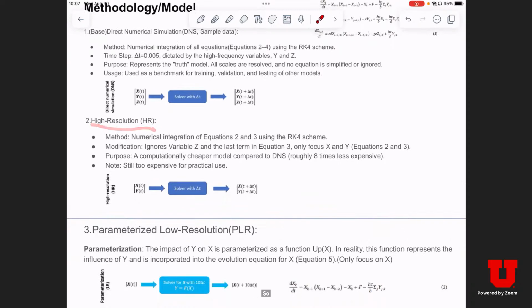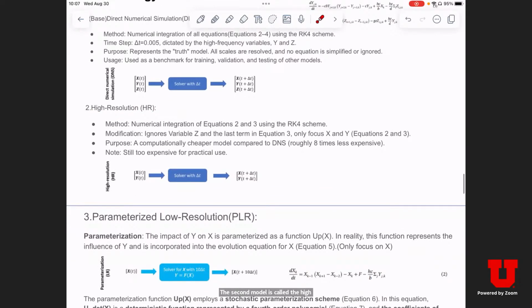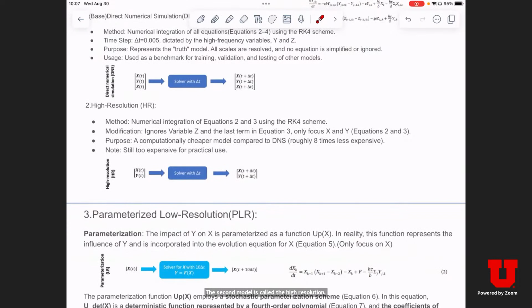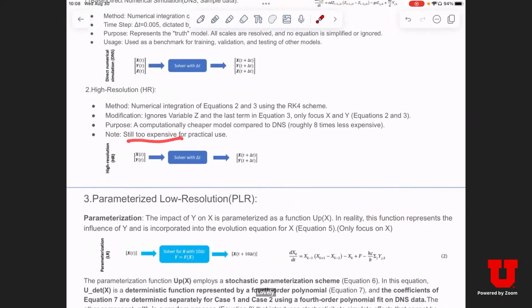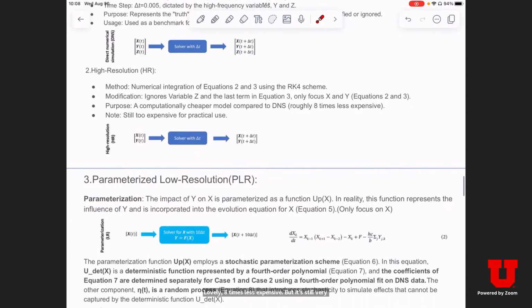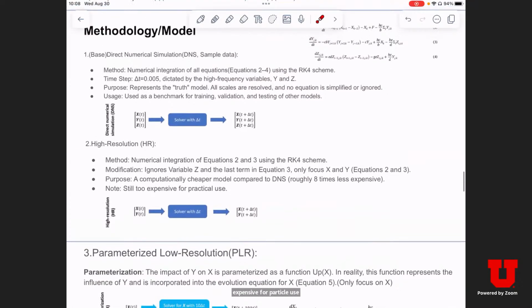The second model is called the high resolution model. In this method, they involve the variable z and the last term in equation 3. It only focuses on x and y. The purpose of this one is to make a cheaper model compared to the DNS, roughly 8 times less expensive. But it's still very expensive for practical use. Is there any question for these two models?